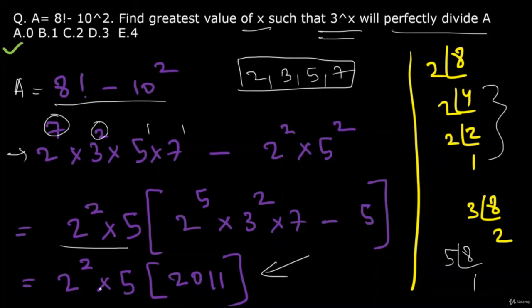Similarly over here also you can see that there is no 3 over here, right? Therefore this number over here is not divisible by 3 at all. So there is no power of 3 which will divide this perfectly. Hence you have to do 0, right? Because 3 to the power 0 is equal to 1, and 1 will perfectly divide this number over here. Therefore the correct answer is option A.